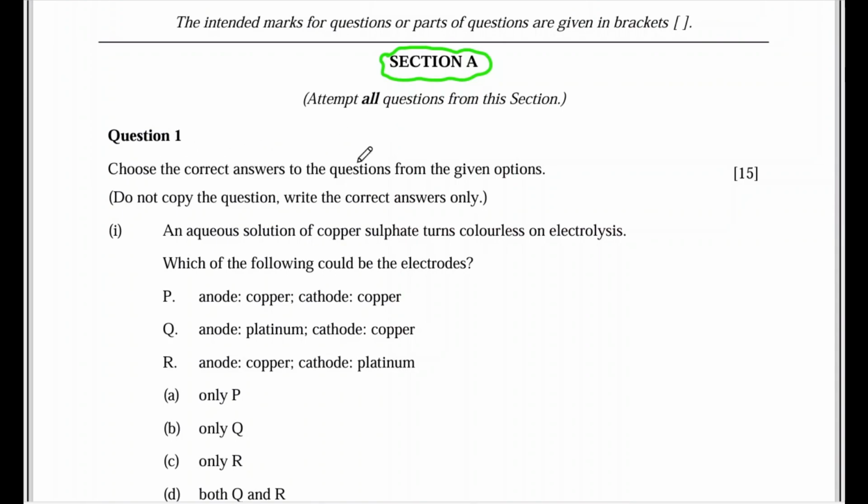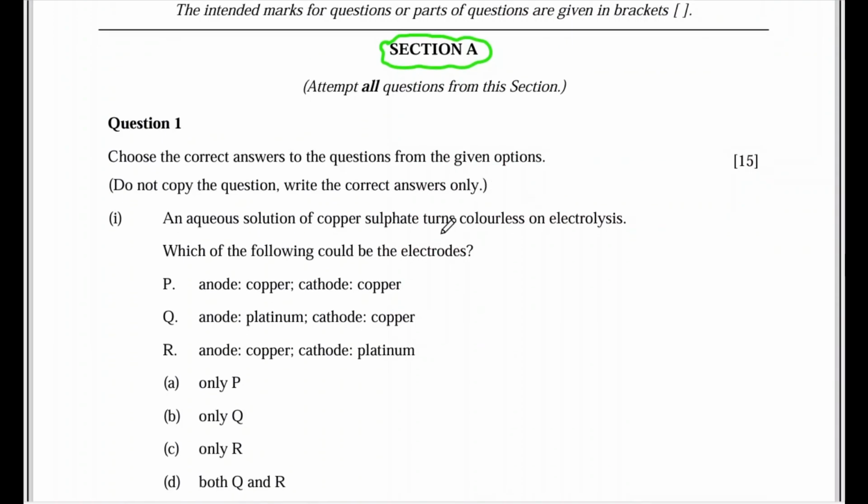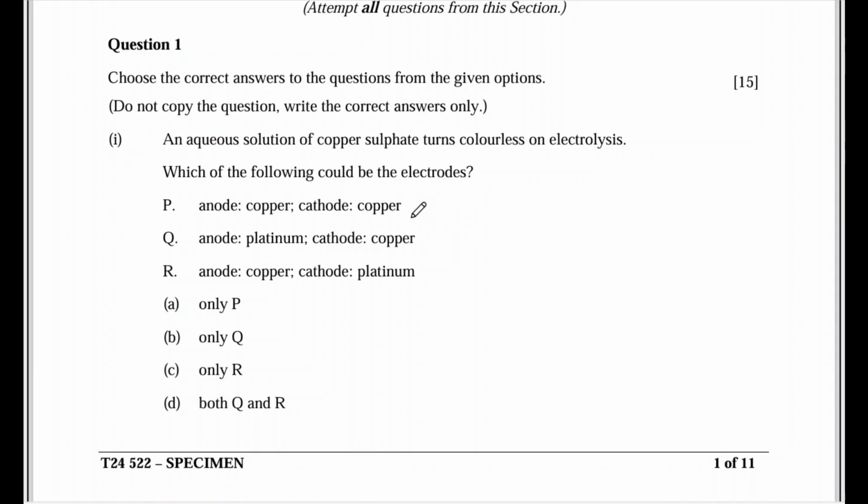Question number 1. Read the questions carefully. Choose the correct answers to the questions from the given options. Do not copy the question. Write the correct answers only. So you have to write which option and what is in that option.